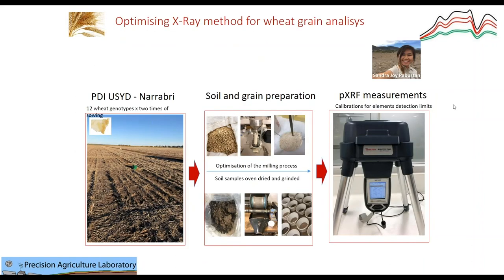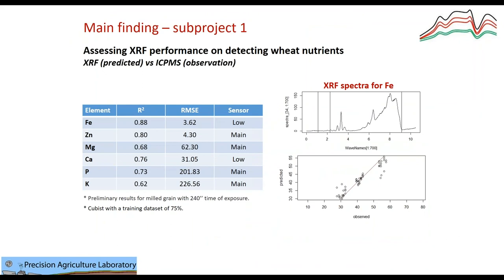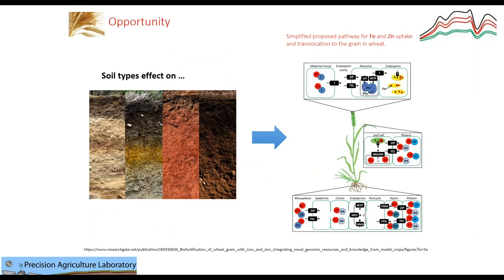And this had pretty good results. This study was done by one of our students, Sandra Joy Paustan, in our Narrabri experimental station, and now it's getting commercial. So we're going to do it in other sites, and we saw that the results are encouraging. So we have a positive detection of different essential nutrients like iron, zinc, magnesium, calcium, etc., just using spectral signature. And in the future, hopefully, we're going to see what's the effect of the different soil type or different wheat varieties, so we can add value to the wheat product. Wheat is a staple crop in Australia, but this can add extra value to the product that we are producing.